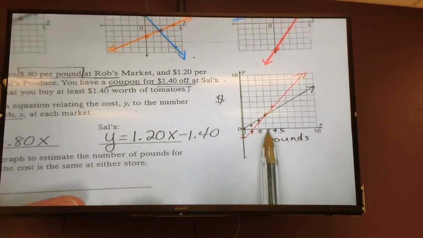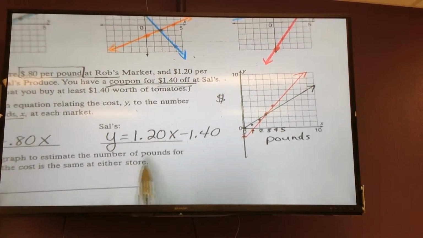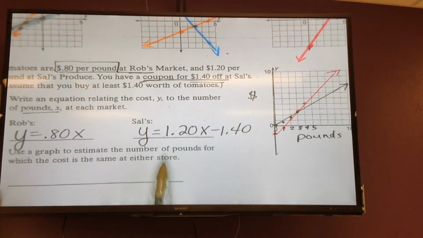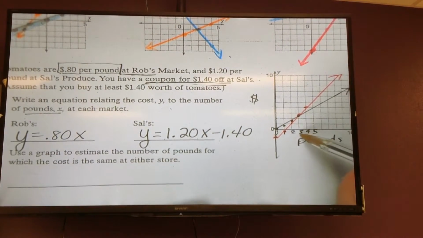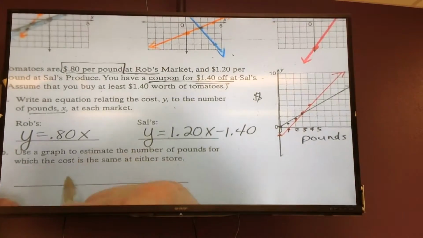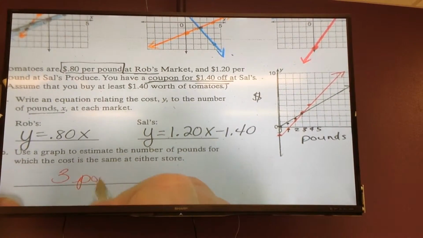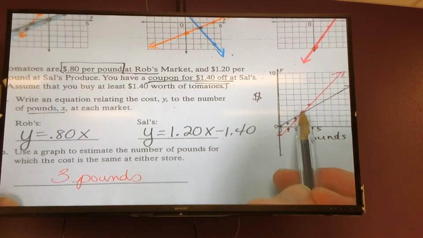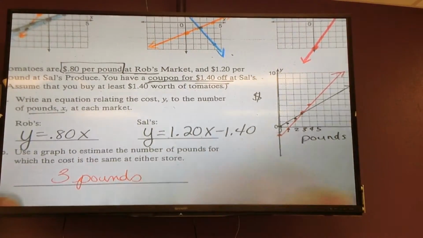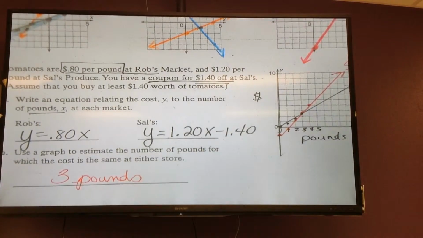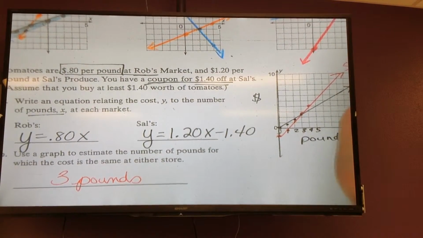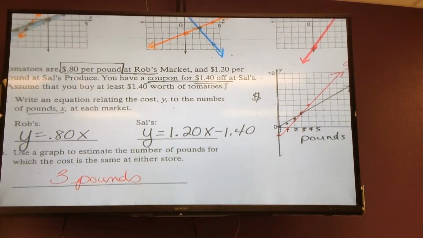It's going to be about right, and this is that last question. Use the graph to estimate the number of pounds for which the cost is the same at either store. So if you look at about 3 pounds, right, the prices are about the same. And I'm going to write here, this is Sal's, and this was Rob's. But about 3 pounds, Sal's starts to become more expensive.